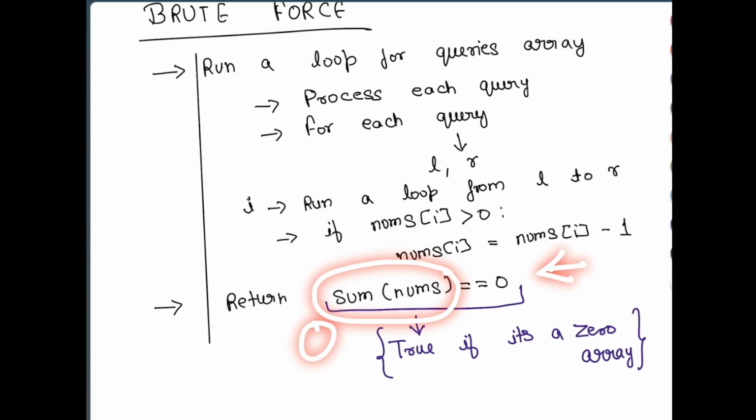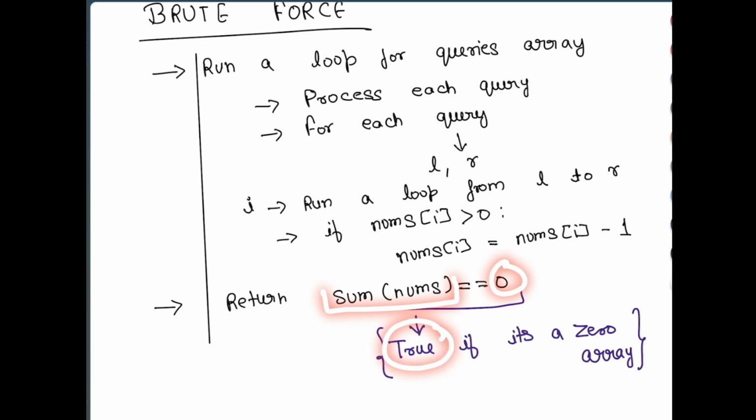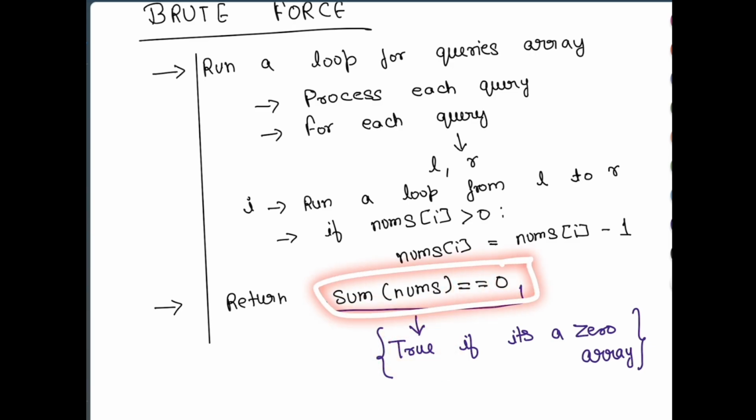Then this condition will be true. So this is basically a condition that if sum of nums equals 0, then we need to return true, and this will be returned as true if it is a 0 array, and if it is not a 0 array, this condition will be false and we will return false.